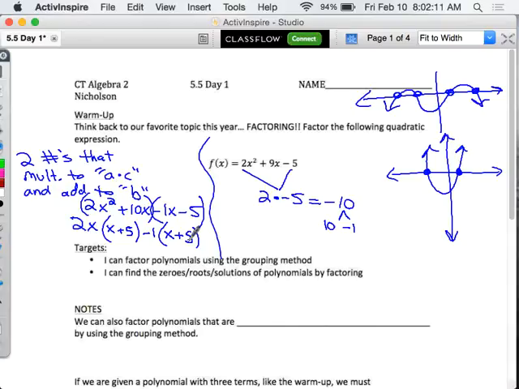So the last thing that we have to do is, well, actually two things. Make sure that our parentheses match. If your parentheses match, then you know you did it correctly. Are these the same? Yes. I have x plus 5 in both of them.